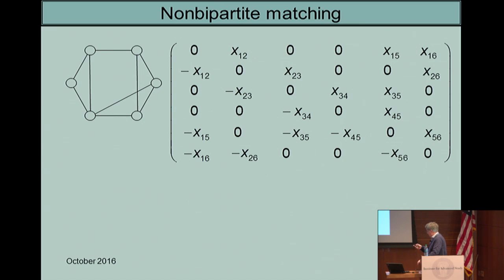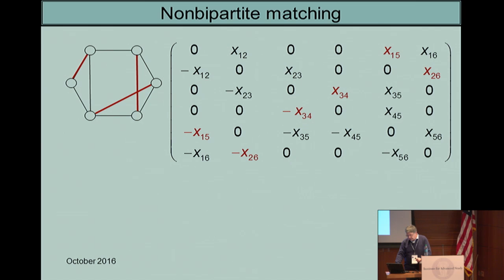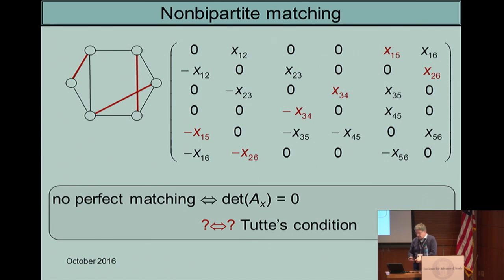Okay. So there are now two entries, and one is x_ij, and the other one is the negative of x_ij. So it's a skew-symmetric matrix, and a perfect matching, again, gives you a non-zero expansion term. And you have to be a bit more careful with cancellations, but Tutte proved that the determinant of this matrix is zero if and only if there is no perfect matching. And as far as I know, there is no derivation of Tutte's condition, the combinatorial condition, from this condition. Whereas in the bipartite case, there is a nice derivation of the Kőnig-Hall condition from this algebraic form. So I just wanted to mention this.